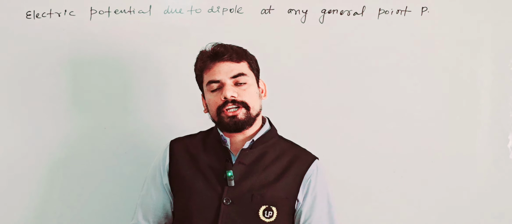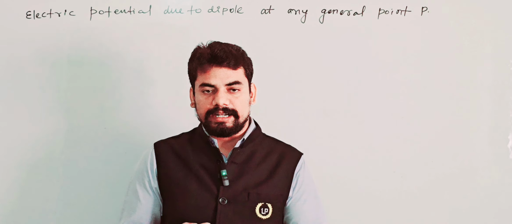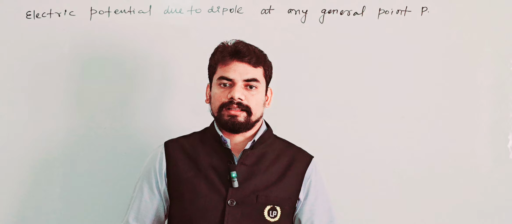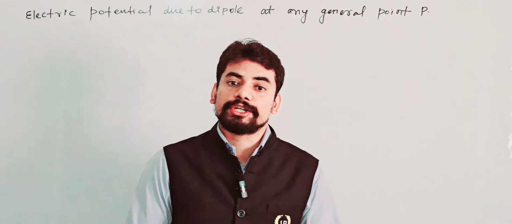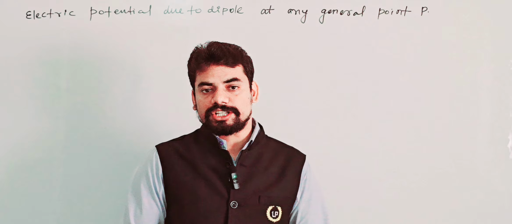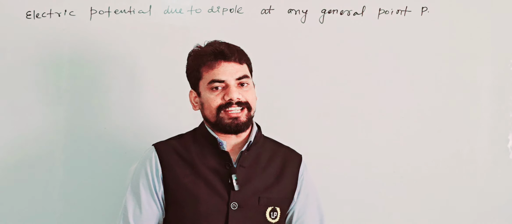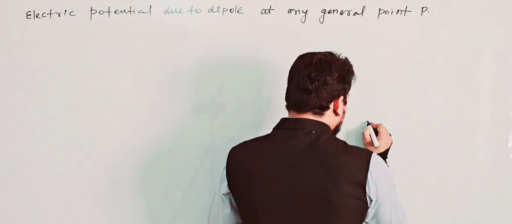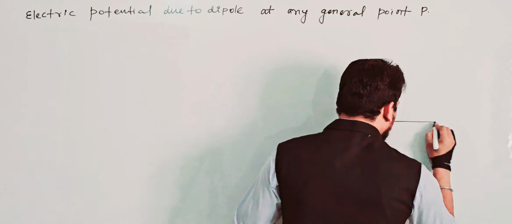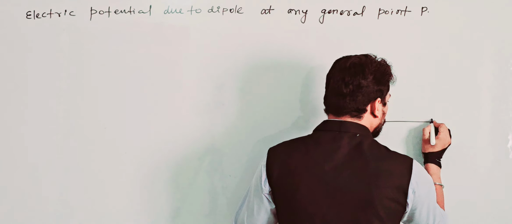Electric potential due to electric dipole at any general point. Students, in this class we will study the potential due to a dipole at any general point, which is not axial, which is not equatorial. So first of all, what we know: an electric dipole is the combination of two equal and opposite charges.